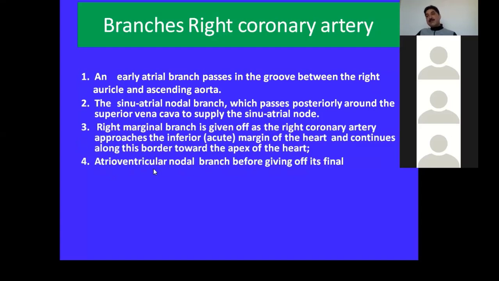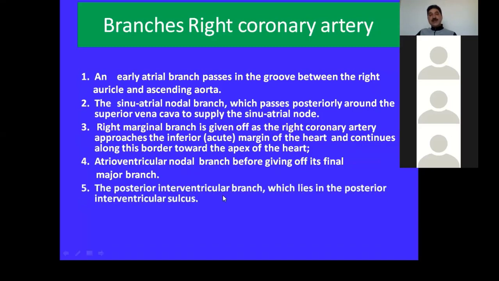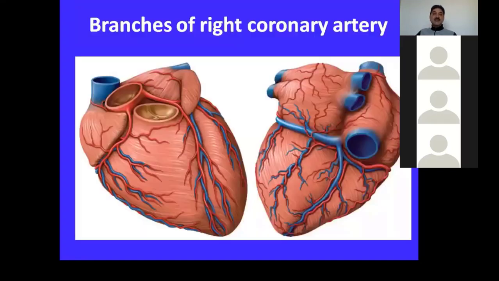Atrioventricular nodal, AV nodal branch, which is given by the right coronary artery before giving off the final branch. Final branch is posterior interventricular branch in case of right dominance. The posterior interventricular branch, which lies in the posterior interventricular sulcus, is given by the right coronary artery in 85% of the cases. Now, you will have to name these branches.